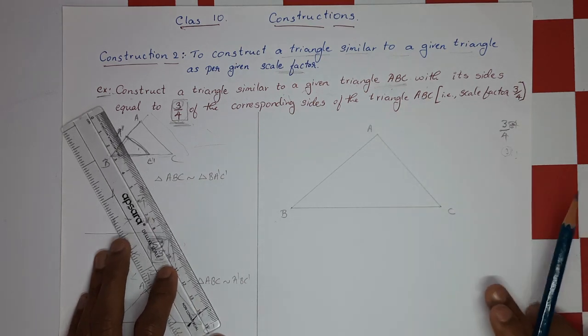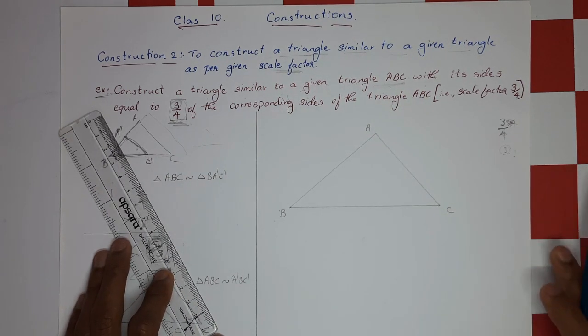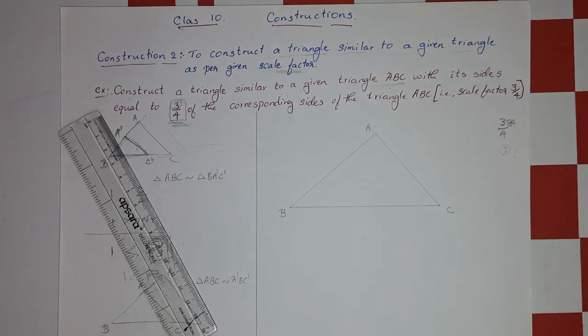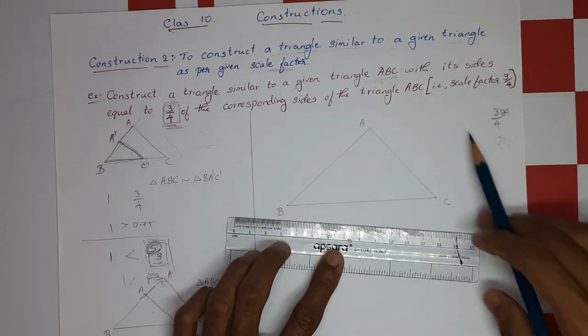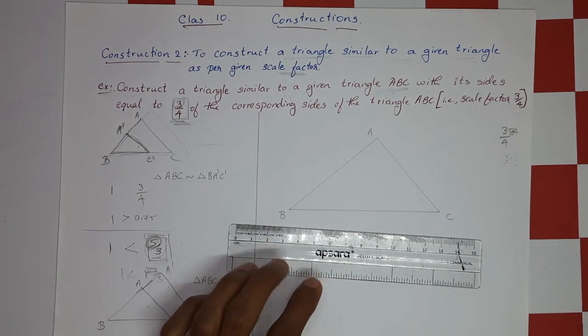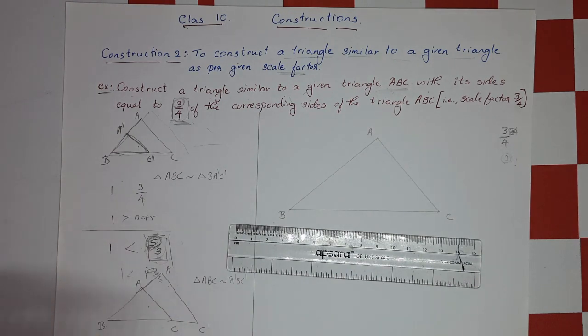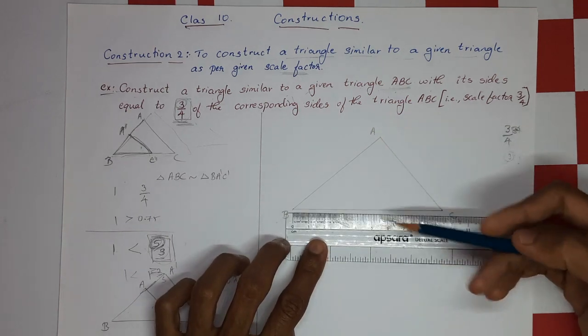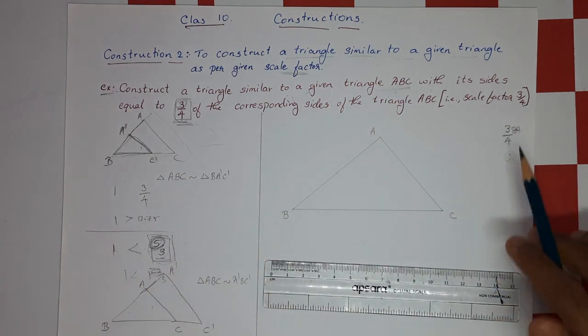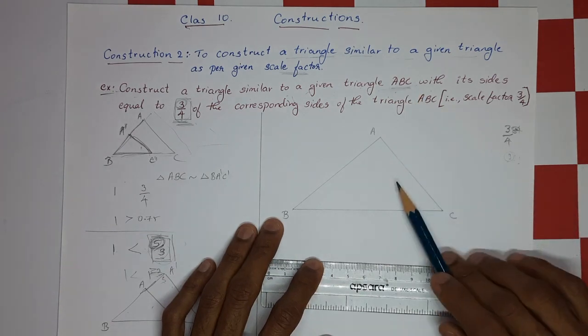If they have not given the triangle side ratio, or the angle and side lengths, you can take your own triangle. According to my assumption, I have taken this triangle ABC. Sometimes they will give it this way: construct a triangle similar to triangle ABC, with AB equal to 5 cm, BC equal to 7 cm, and AC equal to 8 cm. Then you have to take the measurements and draw the triangle. But now they have not mentioned any of that, so I will take this ABC triangle.